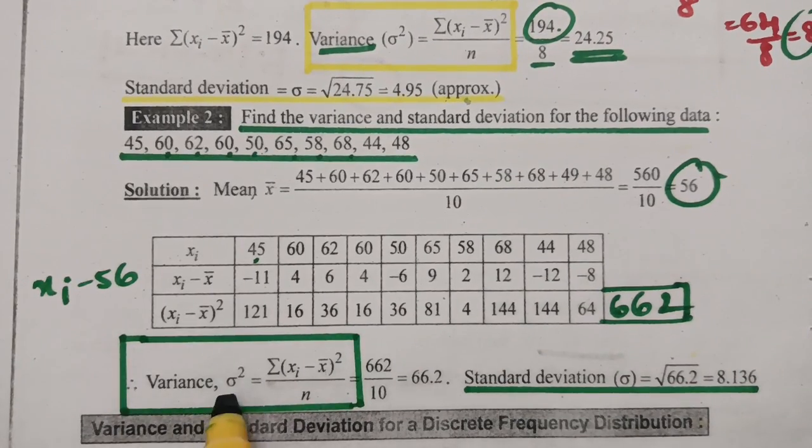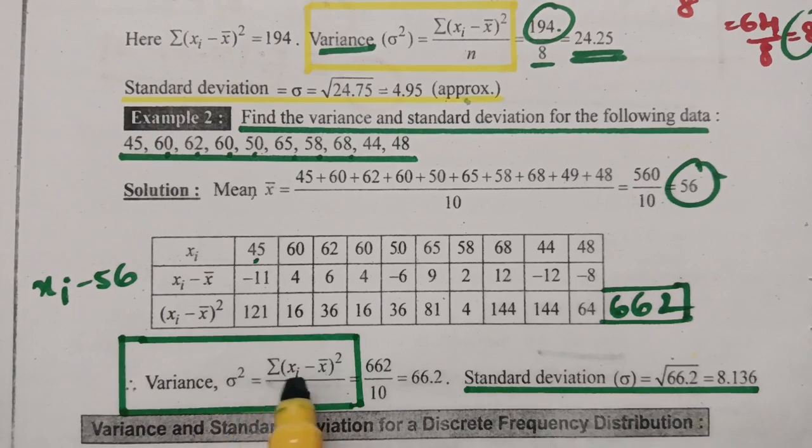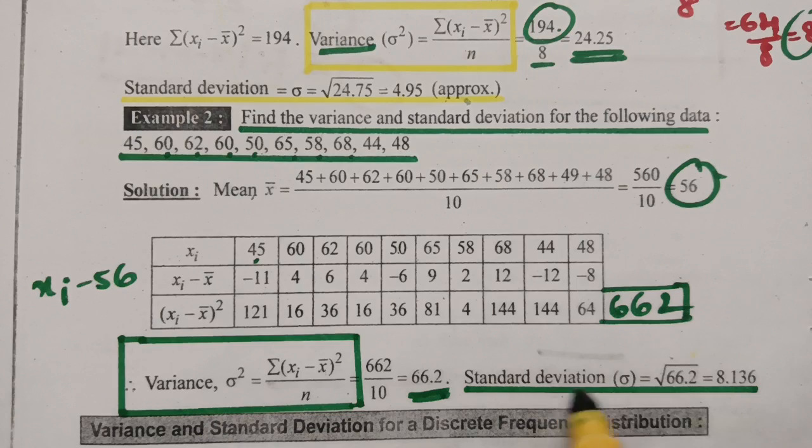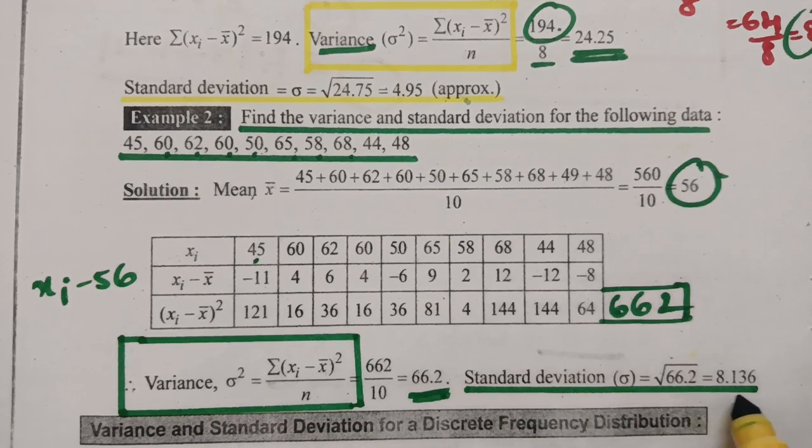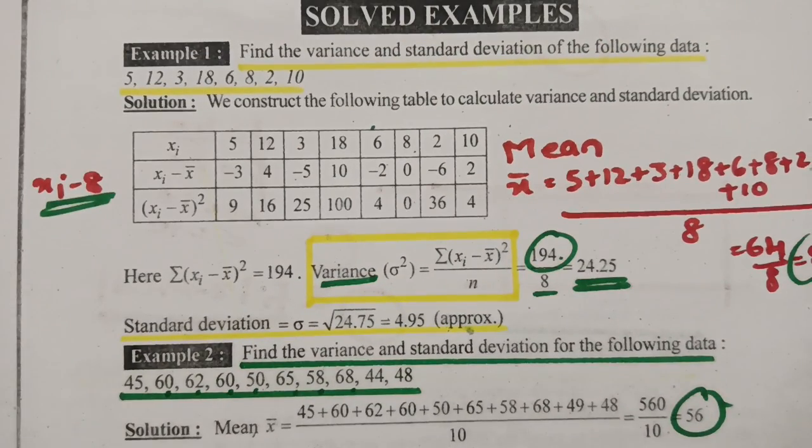Now the variance value, sigma squared, is equal to the sum of x minus x bar whole squared by n. So the total value here is 662 divided by the number of values, 10, that is 66.2. If you take the positive square root of the variance, we'll get the standard deviation. Square root of 66.2 from the calculator is approx 8.136. This is how we have to calculate the variance and the standard deviation for grouped and ungrouped data.